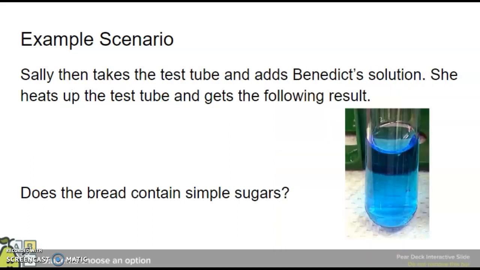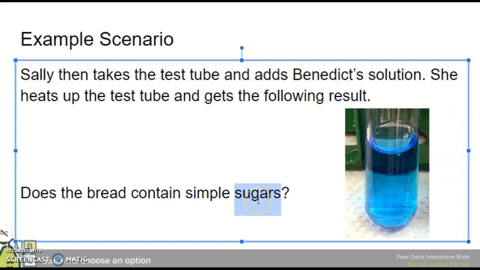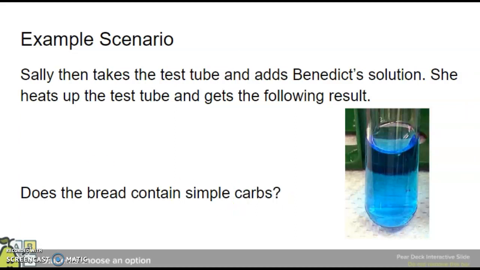She has Benedict's solution. She heats up the test tube, and then she gets the following result. Does this contain simple carbs or simple sugars? Blue is the starting color of the solution, so this does not contain simple carbs because it did not turn red, orange, or green.